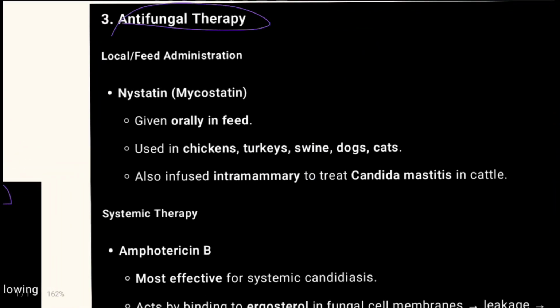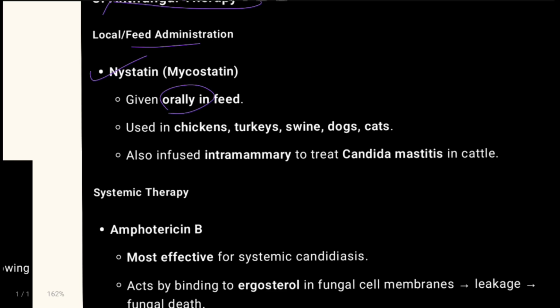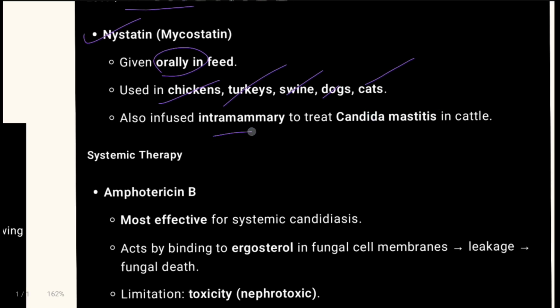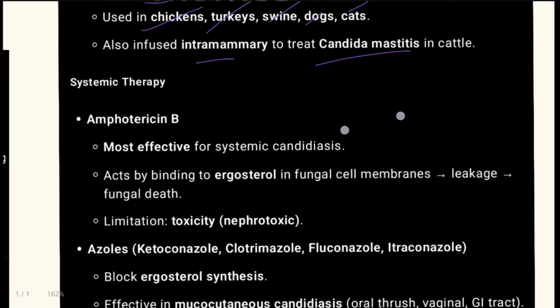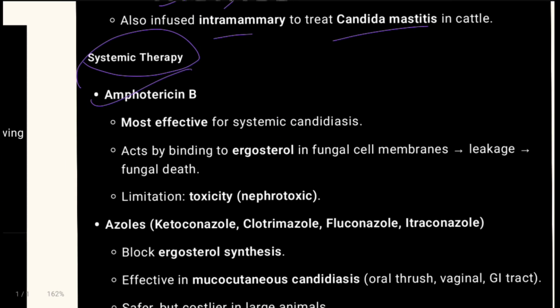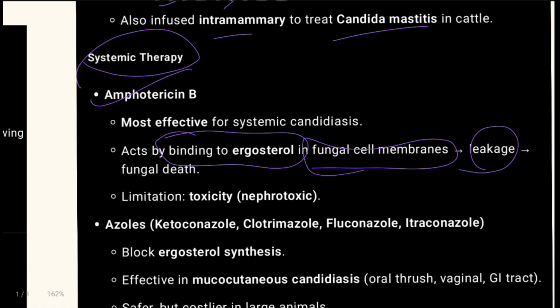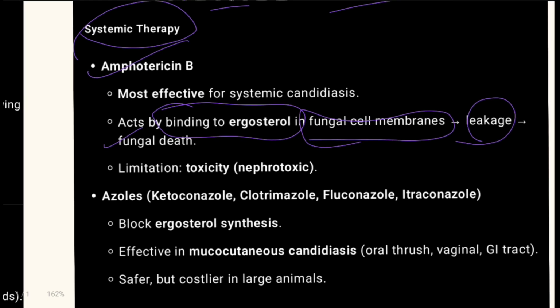For antifungal therapy locally via feed, you can give nystatin, which will be fed orally, used in chickens, turkeys, swine, dogs, and cats. One can also infuse it intramammary to treat Candida mastitis in cattle. When it comes to systemic therapy, mainly two drugs are used. Amphotericin B acts by binding to ergosterol, which is present in the fungal cell membrane, leading to leakage and in turn the death of the fungal cell. The limitation is its toxicity: amphotericin is nephrotoxic.